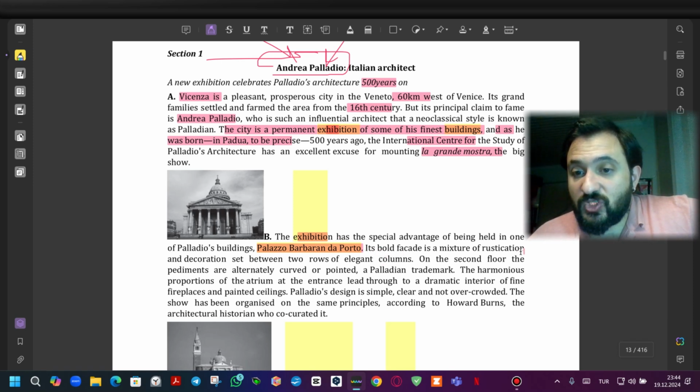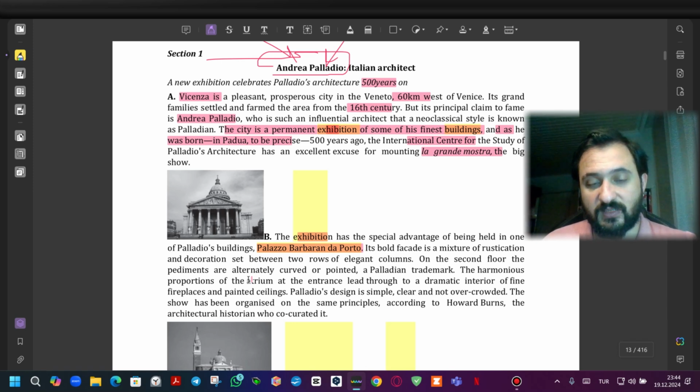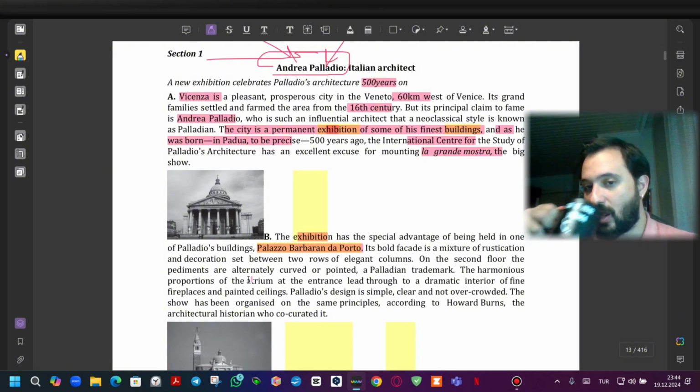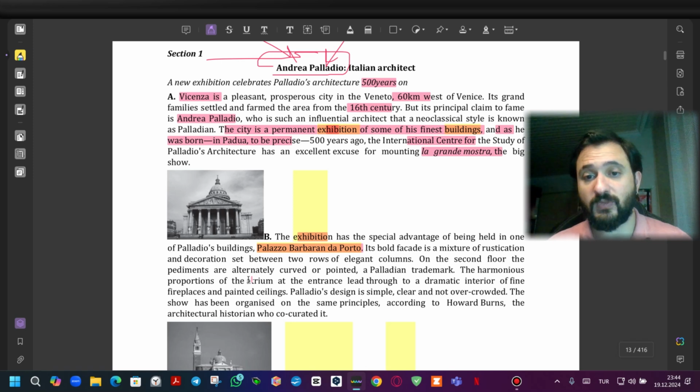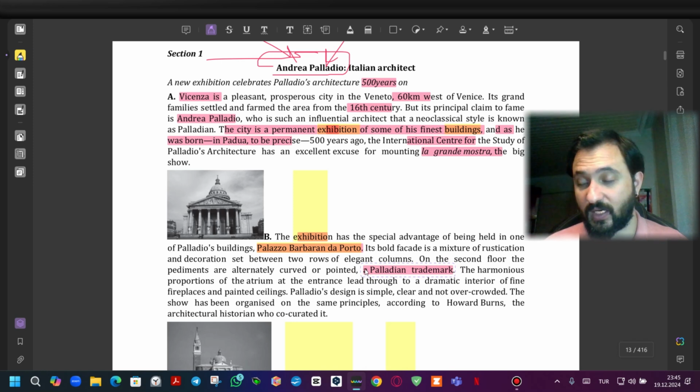The facade is a mixture of rustication and decoration set between 2 rows of elegant columns. On the second floor, the pediments are alternately curved or pointed. The Palladian trademark. So interesting. Palladian trademark. Keep in your mind. Why, I will show you. The harmonious proportions of the atrium at the entrance lead through to a dramatic interior of fine fireplaces and painted ceilings. Palladio's design is simple, clear, and not overcrowded.